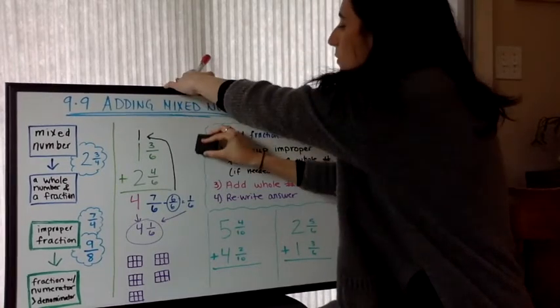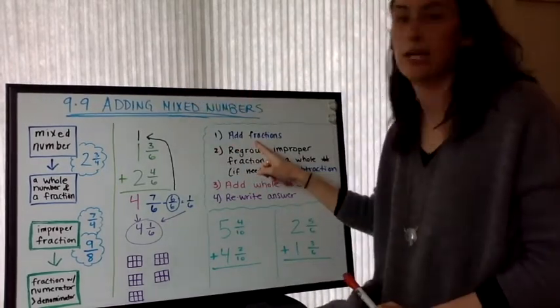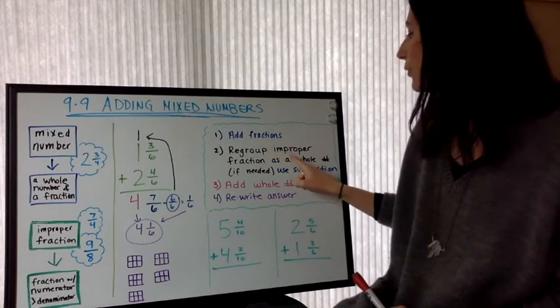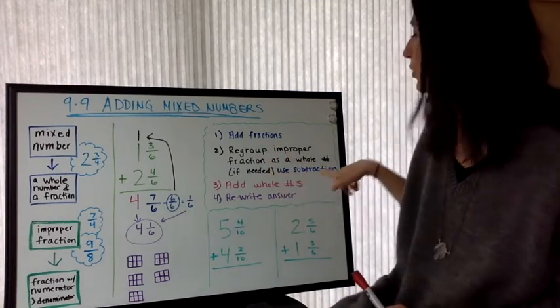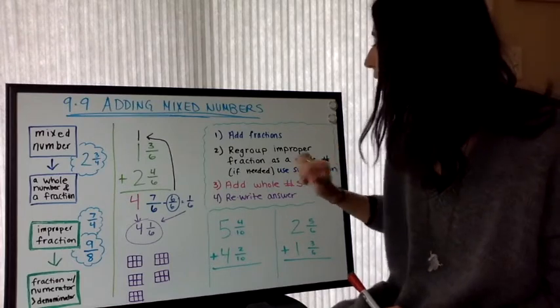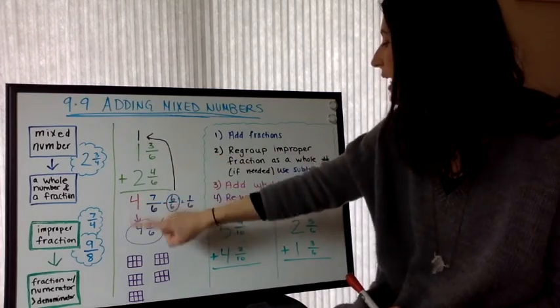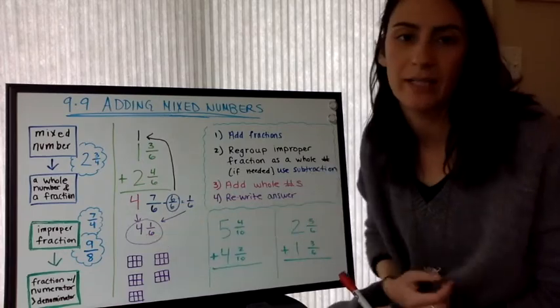All right, so the first step you're doing is you're adding your fractions. And then you're regrouping your improper fraction as a whole number if needed. And I will show you how to use subtraction to do that. The last step is adding your whole numbers and rewriting it as your final answer.